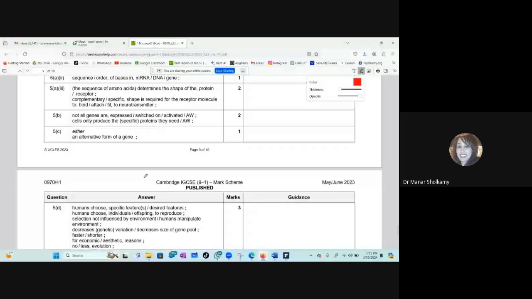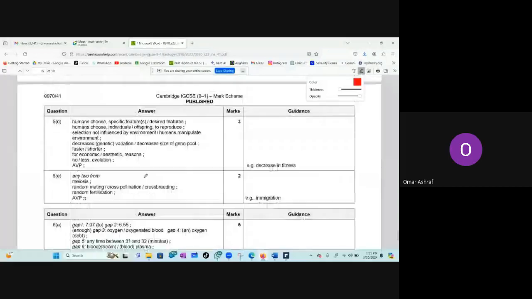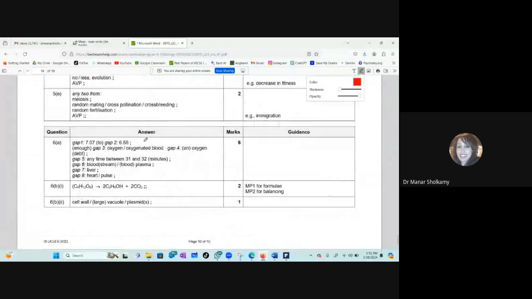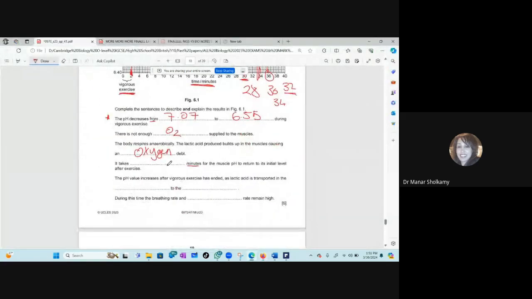Okay, let's look at the mark scheme. This is the last question and then we will be done. Any time between 31 and 32. Okay, we are on the right track. So they want you to use the graph.